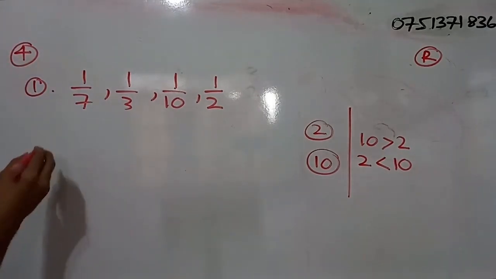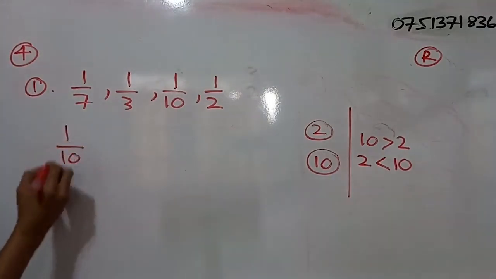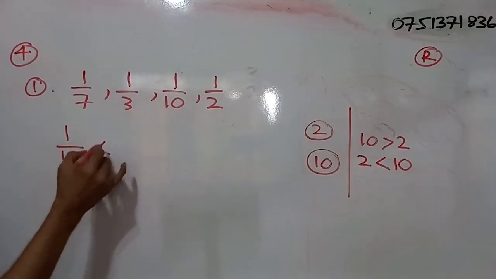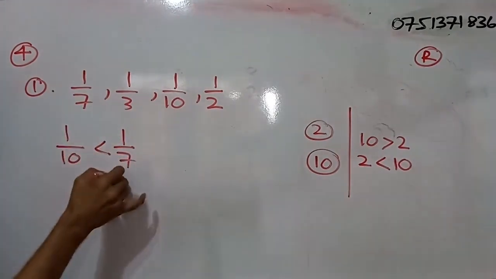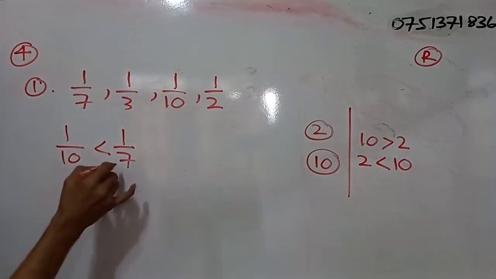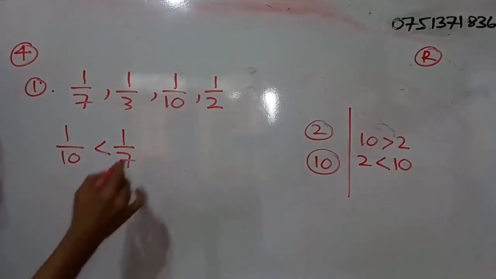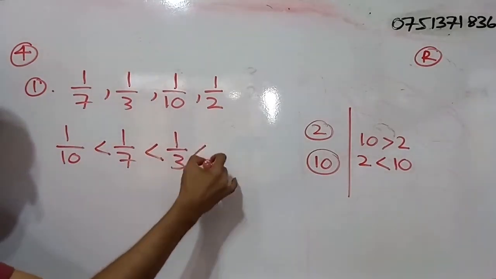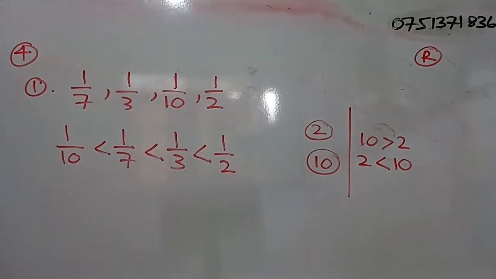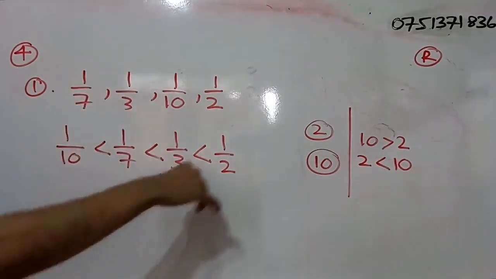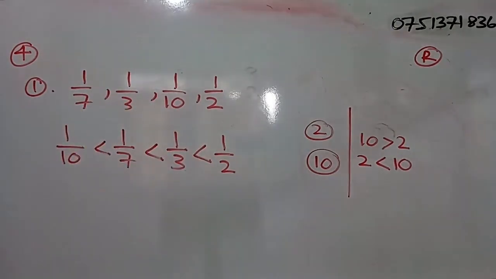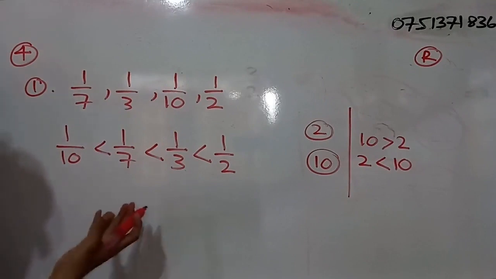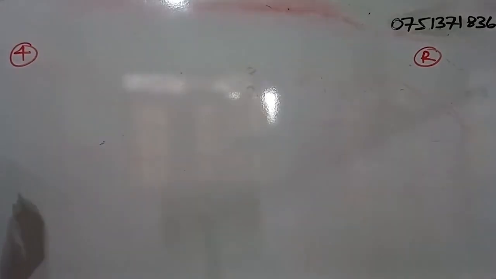So in that manner, 1 by 10, that is the smallest fraction. Then after that, 1 by 7. So 1 by 10 and 1 by 7. When we compare these two fractions, 1 by 7 is the larger one, right? Then comes 1 by 3 and 1 by 2, that is the larger fraction. So this is the manner when we arrange the given fractions in ascending order, this is how we get the answer.